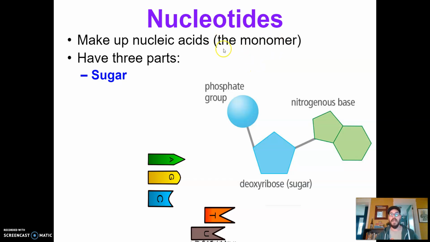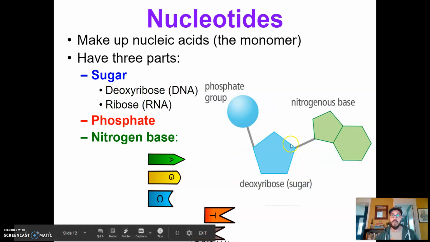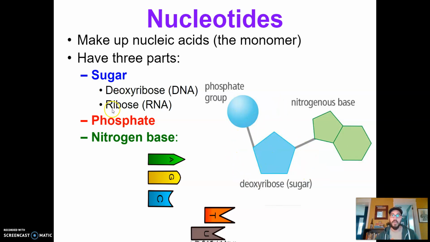So nucleotides, our monomer, our littlest piece of a nucleic acid, has three parts. It has a sugar, it has a phosphate group, and it has a nitrogenous base or a nitrogen base. So we have our sugar here, deoxyribose in the case of DNA, ribose in the case of RNA. We have a little phosphate group, and we have a nitrogen base here. So there's a couple different nitrogenous bases.